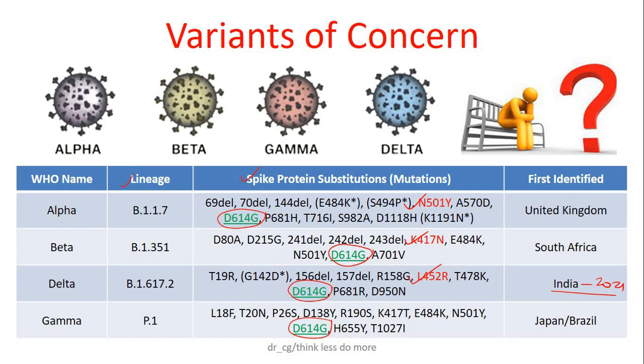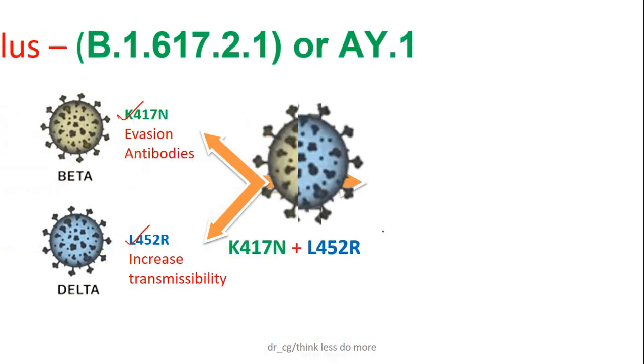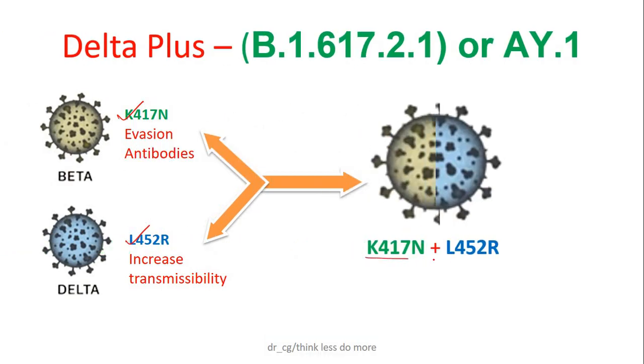Now assume if these 2 mutations are combined, what will happen? That is nothing but the Delta Plus variant, which is all around today in the media across the world, having both of these mutations, K417N and L453R, which make it more and more easily transmissible and much stronger to evade the antibodies. So it is also a variant of concern for human beings.